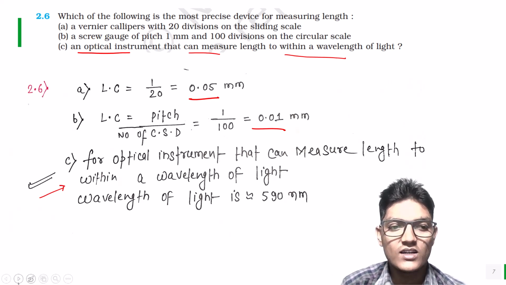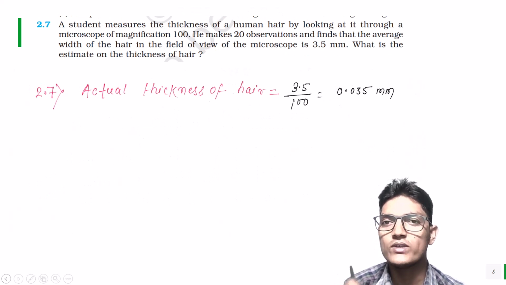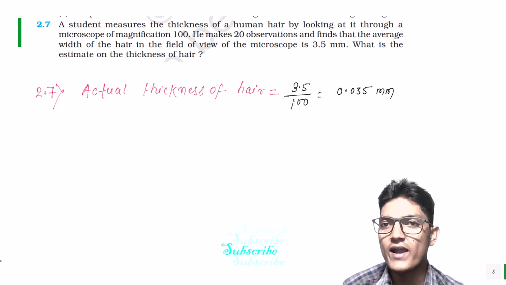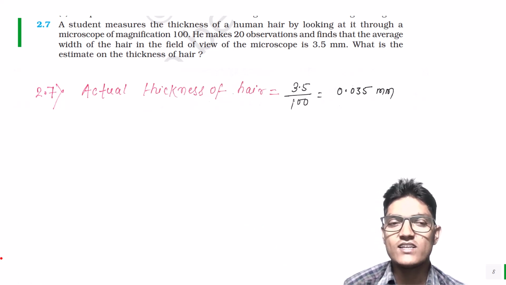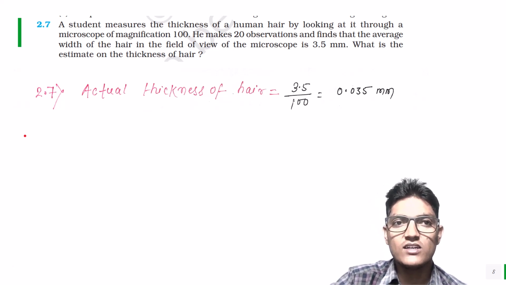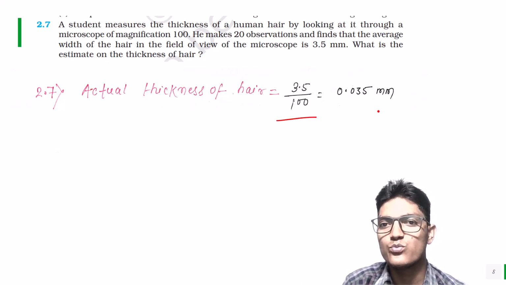ओके, नेक्स्ट क्वेश्चन है हमारा, अ स्टूडेंट मेजर द थिकनेस ऑफ अ ह्यूमन हेयर बाय लुकिंग एट through a microscope of magnitude 100. He makes 20 observations and finds that the average width of the hair in the field of view of the microscope is 3.5. What is the estimate on the thickness of hair? तो एक्चुअल थिकनेस क्या हो जाएगा हमारे हेयर का, क्योंकि उसका मैग्निफिकेशन 100 का है, तो एक्चुअल हो जाएगा हमारा 3.5 एंड डिवाइड बाय 100 इज इक्वल टू 0.035 मिलीमीटर.